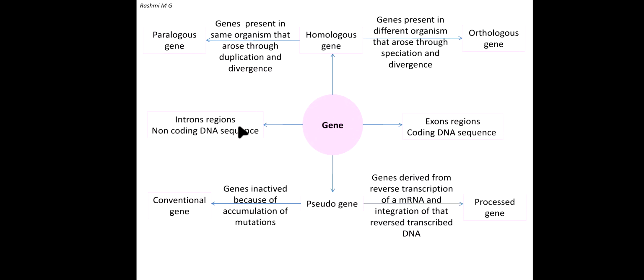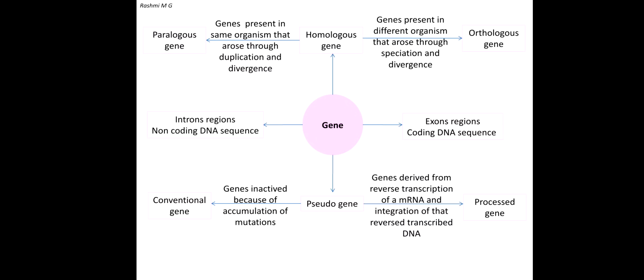As already discussed, the gene has an intron region, which is a non-coding DNA sequence, and exon regions, which are coding DNA sequence. Genes are also of the type pseudogenes, where pseudogenes means false genes. Genes inactivated because of accumulation of mutations are known as conventional genes. Pseudogenes derived from reverse transcription of mRNA and integration of that reverse transcribed DNA are known as processed genes. So genes are of two types discussed here: homologous genes and pseudogenes.